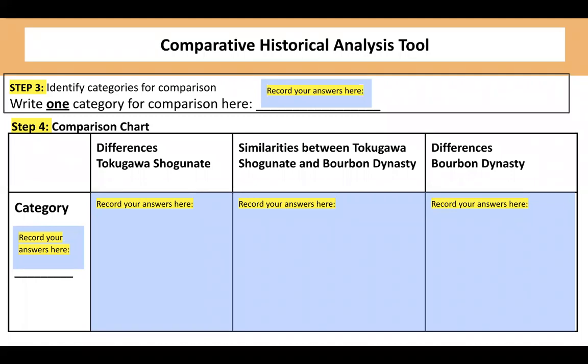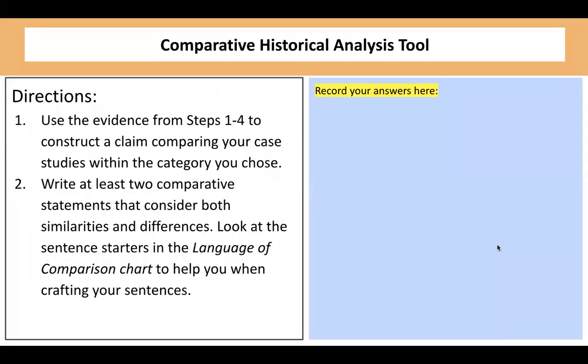And now this is the part where they do the historical comparative analysis. Students have identified things about the empires in this case. They have looked at categories to think of where evidence fit, and they've also now compared two empires here based on that one category. So step 5, and this is going to be based on whatever historical question you give them, they're going to use the evidence from steps 1 through 4 to construct a claim. And it's going to be a comparative claim where they compare their case studies within the category that they chose.